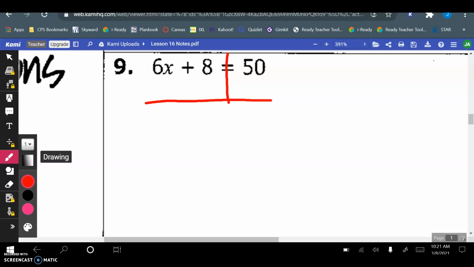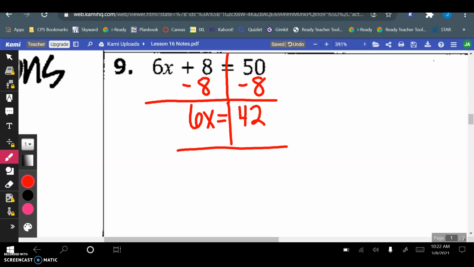The first thing that we want to get rid of is the number that is farthest away from the x, but still on the same side. So we have that plus 8. The opposite of plus 8 is subtract 8, so we're going to subtract 8 from both sides. So we're going to have 6x equals 50 minus 8, which is 42.